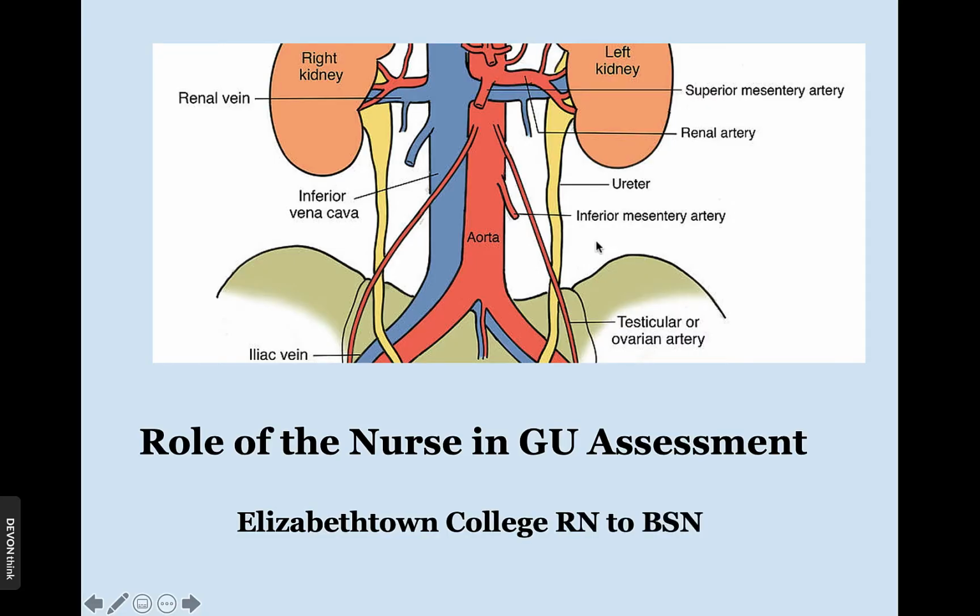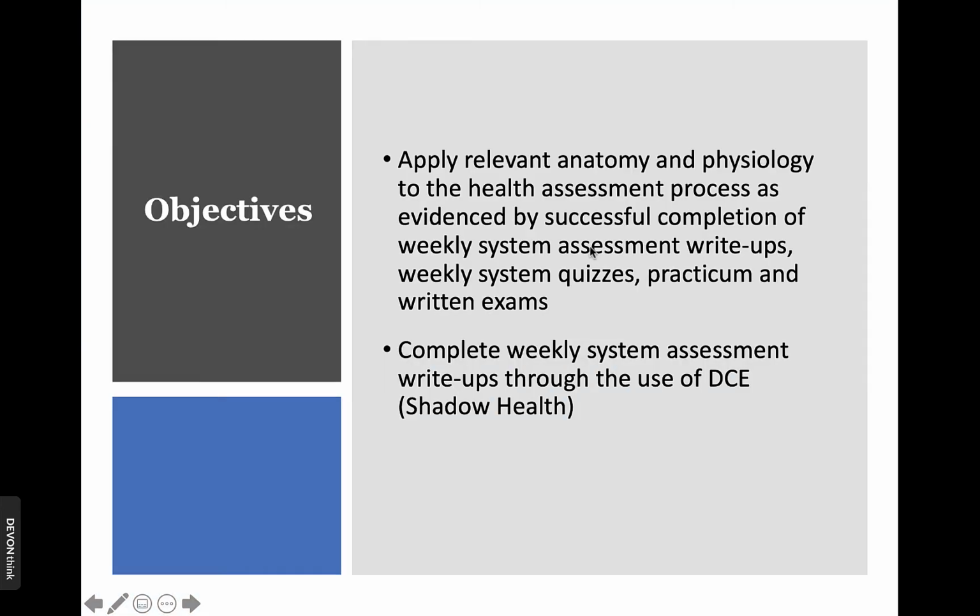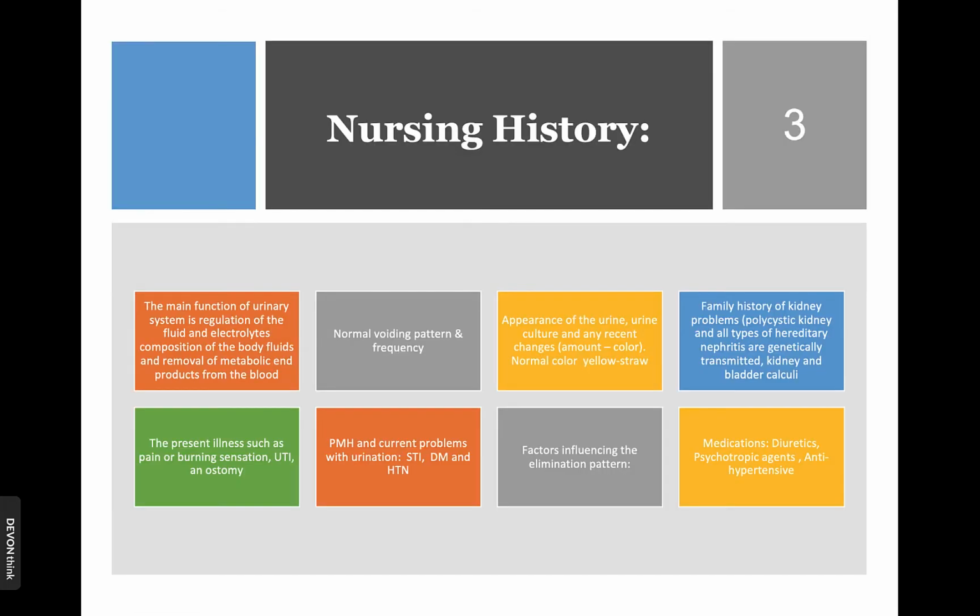Today we're going to talk about GU assessment. The objectives of this lecture are to talk about inspection, percussion, palpation, and auscultation of the GU system. I'm going to focus on nursing history first. I'm going to give just one teeny little blip about anatomy and physiology. There's not a lot to say here. The main function of the urinary system is to regulate fluids and electrolytes and to help remove waste of metabolism.